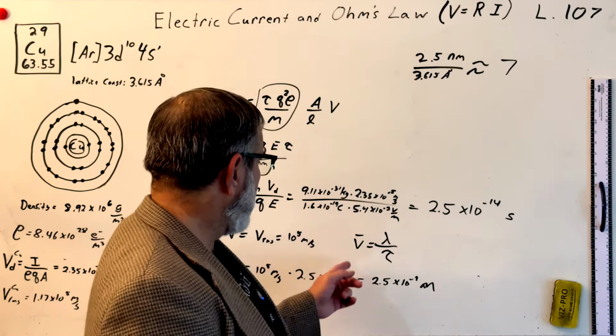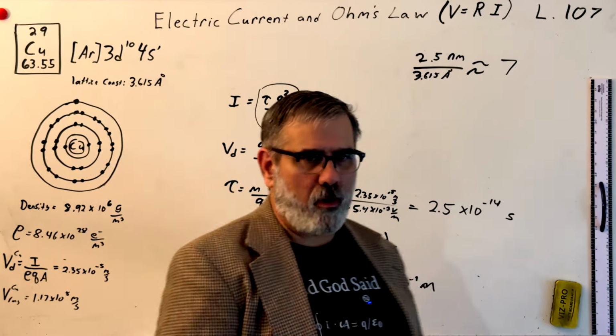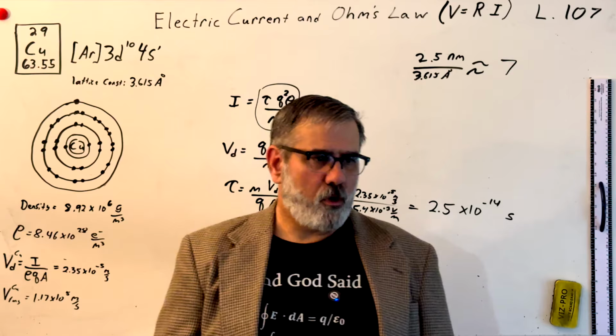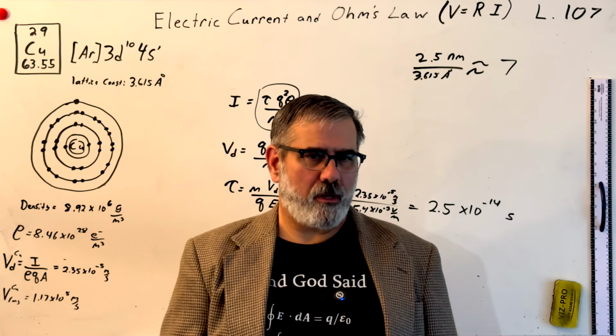But as you can see, with the calculation we did do, the voltage drop across 1 meter of copper wire was teeny tiny. It's insignificant, right? So there's not a whole lot of resistance in a good conductor anyways.